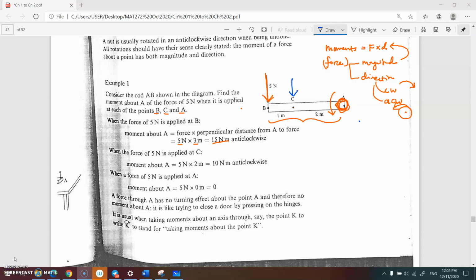If the force is applied at C, it is also the same formula, force times the distance, which is only 2. And it is anti-clockwise, because if you have a road here and you push it down, it will turn anti-clockwise. Then at A, you press it here. If there is a nut here, it won't turn anti-clockwise or clockwise, right? Because the distance is 0, so the moment is 0.